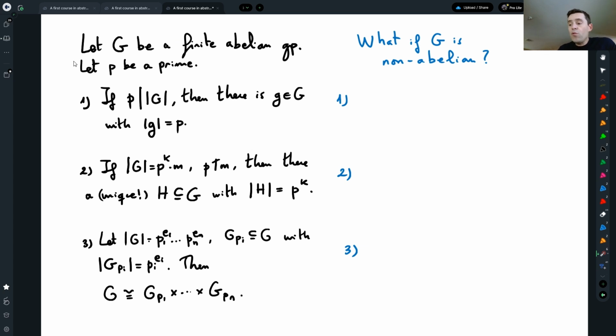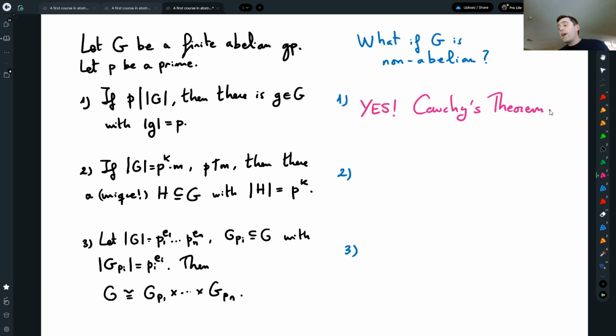First of all, we proved that if you have a prime and the prime divides the order of the group, then there is an element of order exactly p. What happens if we try to do that for non-abelian groups? We want to extend this theorem to non-abelian groups. So would the same proof work? Well, if you have a group that is non-abelian and p divides the order of the group, is this true? It turns out that yes, this is true for any finite group. And this is what we call Cauchy's theorem.